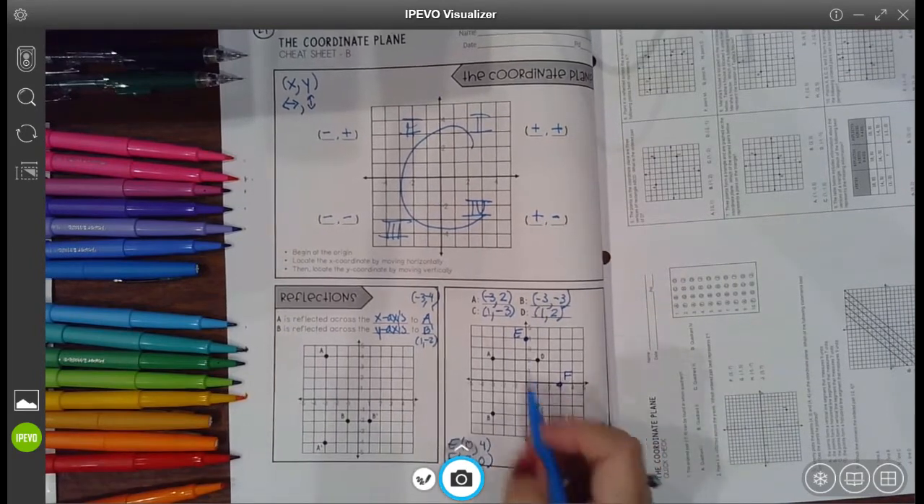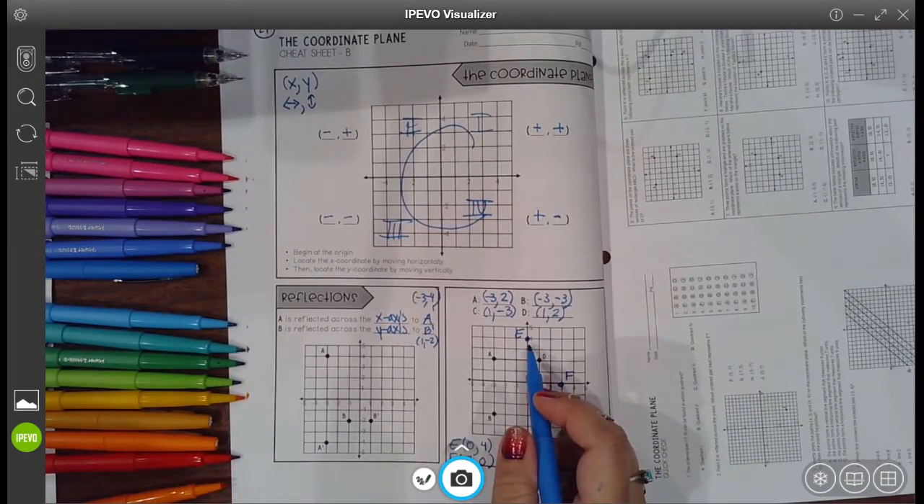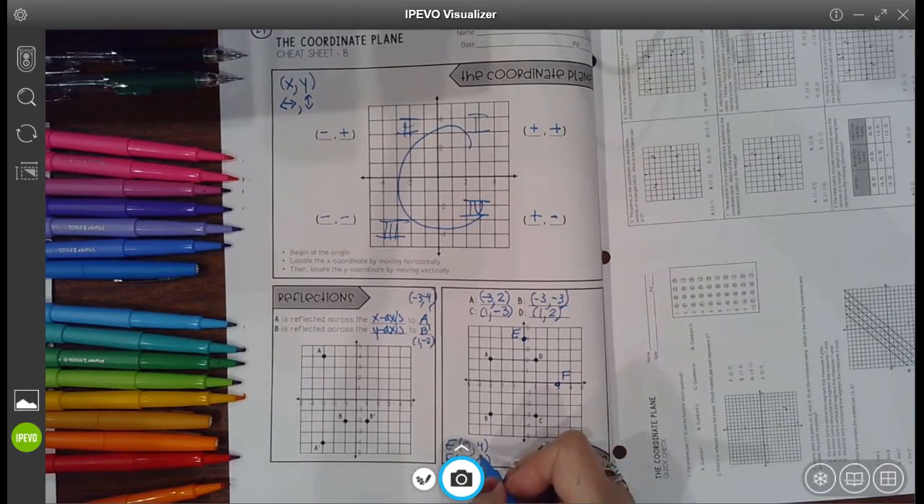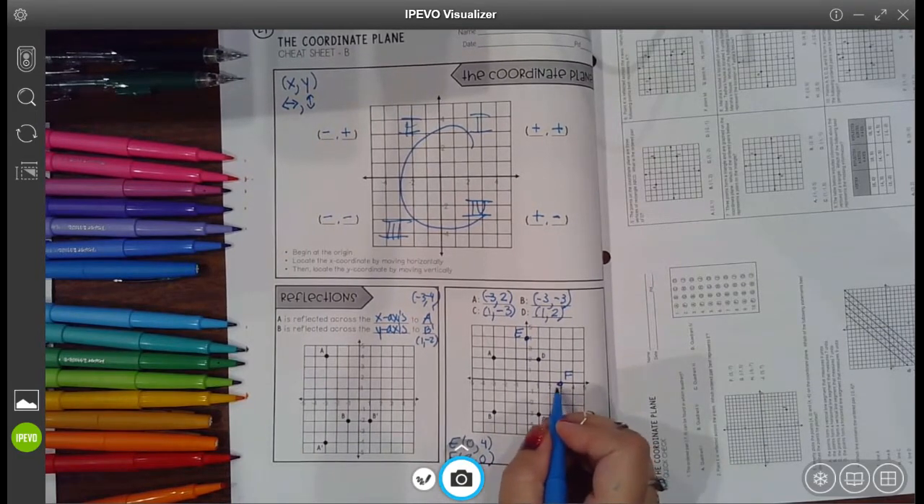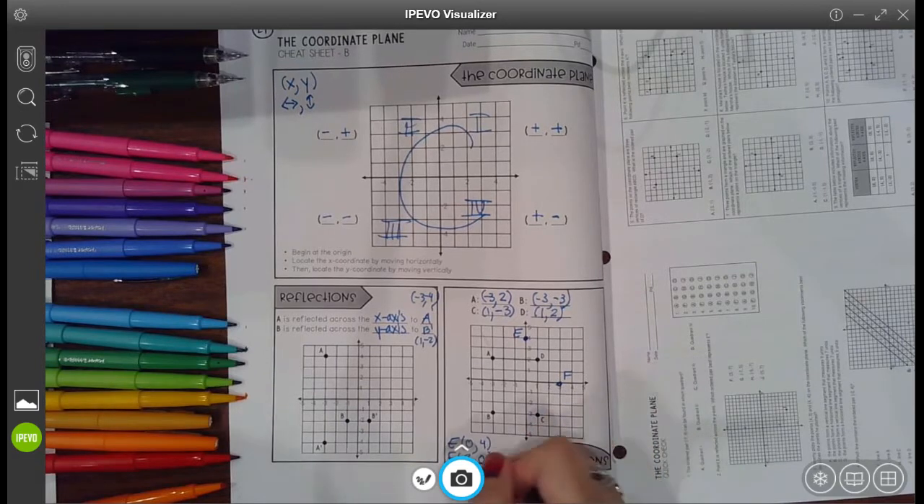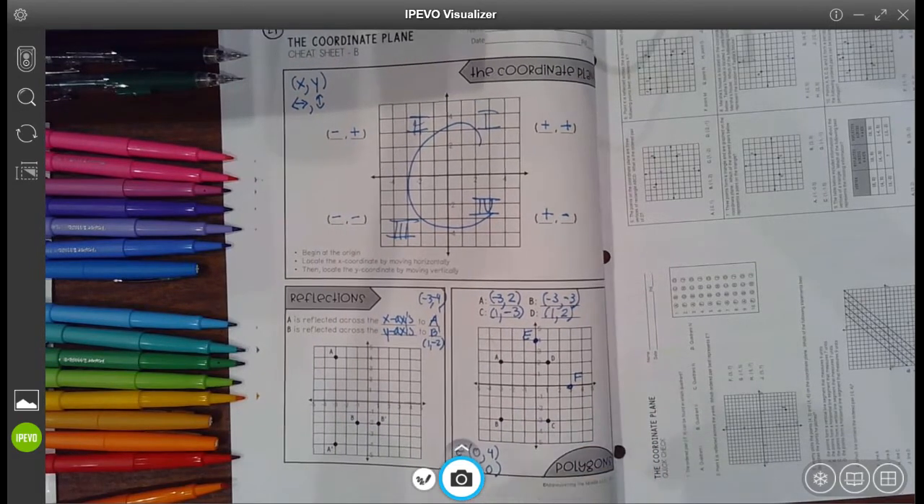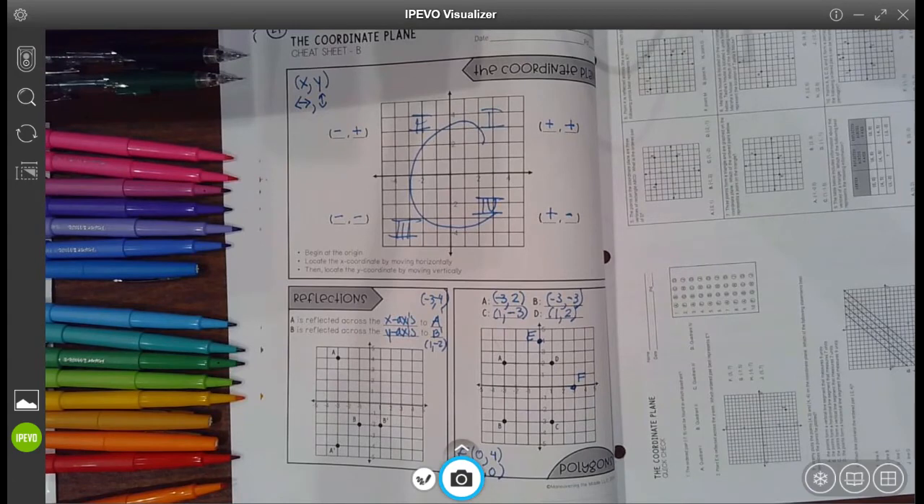So see how when it's on this line, it goes over nothing, so X is 0. You just put where it hits on the Y-axis. And then for this one, it goes up nothing, so Y is 0, but it hits on the X-axis at 3. So X is 3. And there you go. That's what we needed to remember for the coordinate plane.